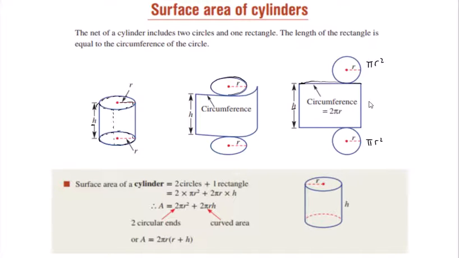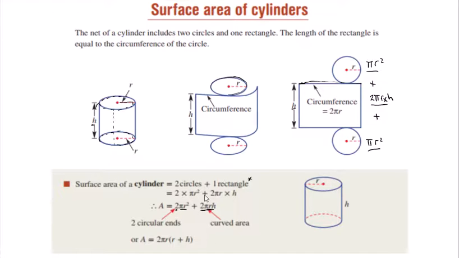So the area of the rectangle is length, which is 2 pi r, times the height. So when you put this and add it to this and add it to this, it gives us the area of a cylinder, which it says here. Now, further to that, you can see from our formula, we've got two lots of circles, and then that's our curved part.